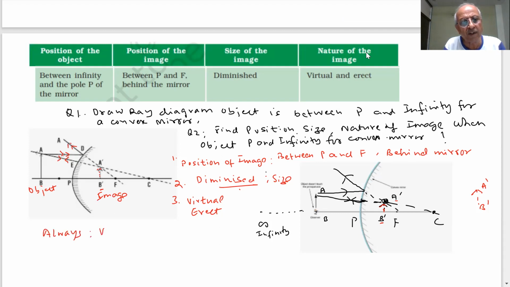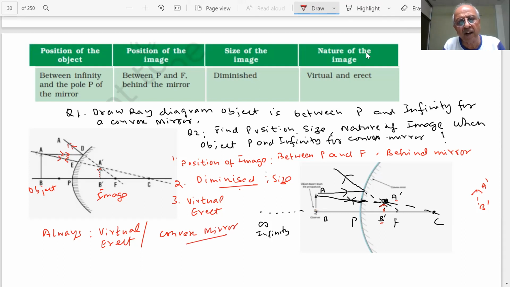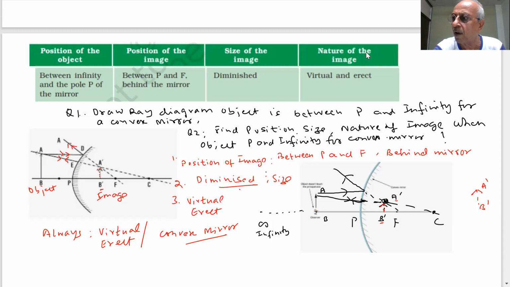What type of image? Virtual and erect in the case of convex mirror. What type of image are you always getting? Virtual and erect in the case of convex mirror. Note down. Noted? Tell me, any doubt?